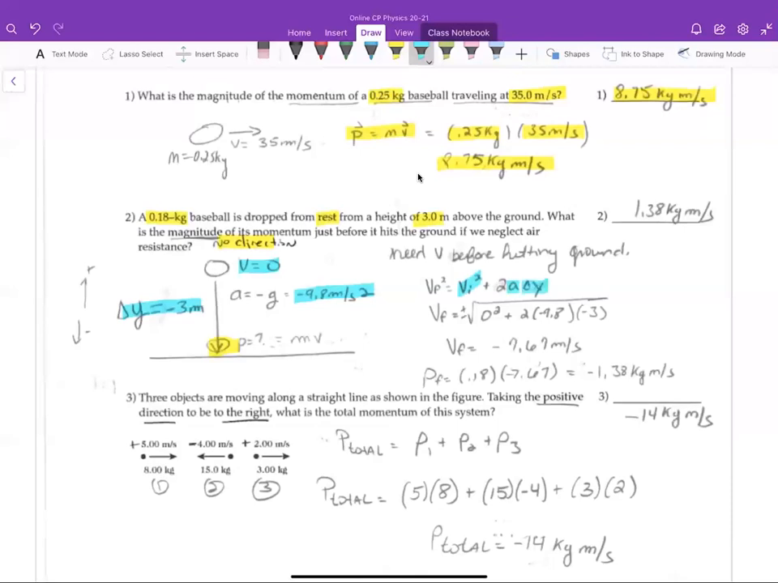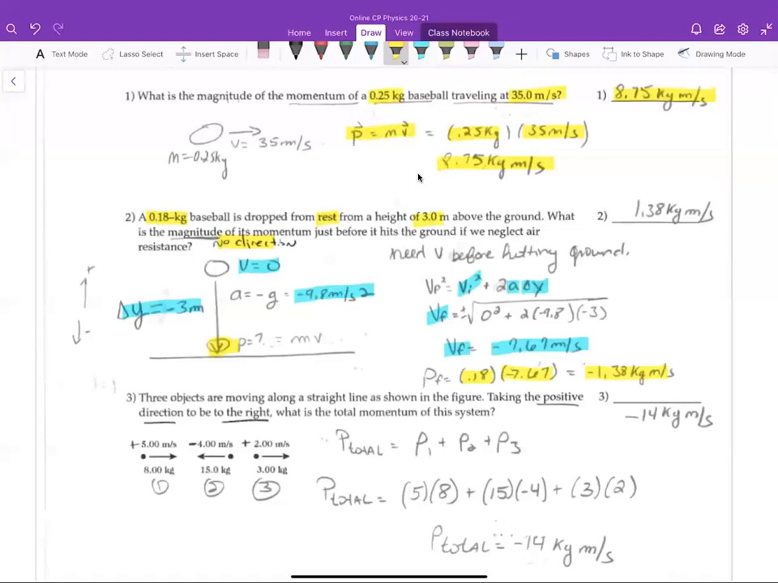So I'm going to use the equation that doesn't have time in it. The final velocity squared is equal to the initial velocity squared plus 2 times a times delta y, and I rearrange that equation for final velocity and solve. Now that final velocity is going to be negative, if we assume down is negative. I can then find the momentum of the ball right before it hits the ground, because I know its mass is 0.18 and its velocity is 7.67 meters per second downward. So its momentum is 1.38 kilogram meters per second downward.